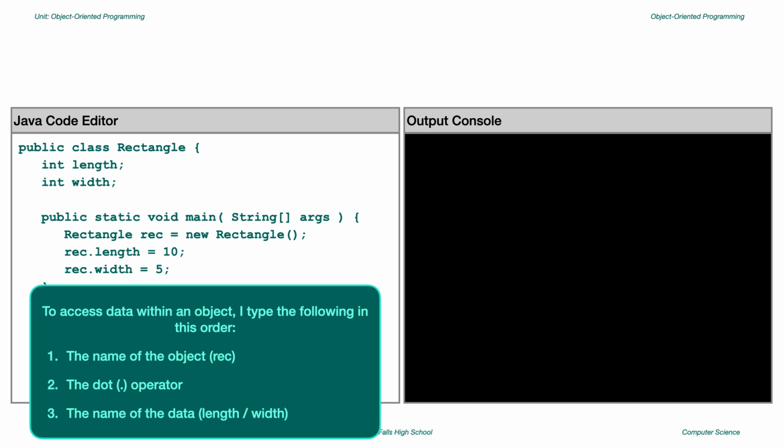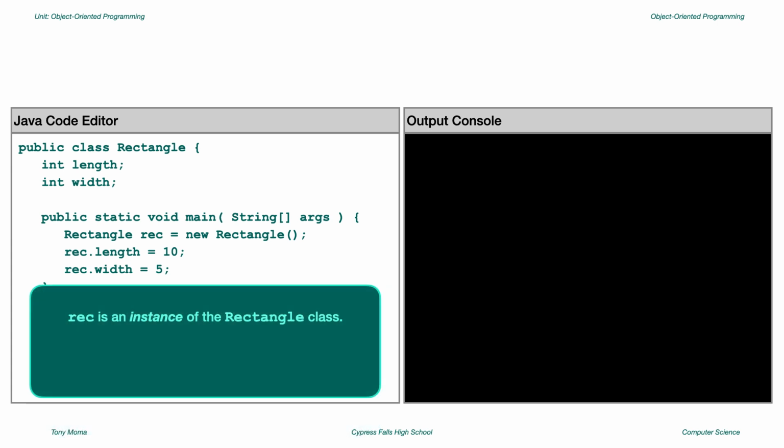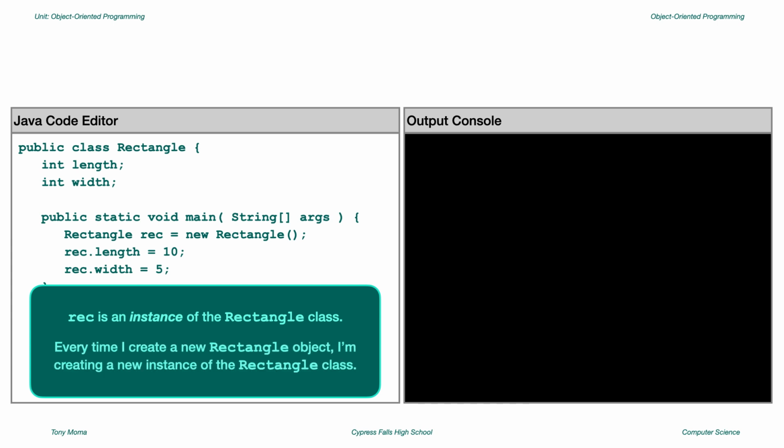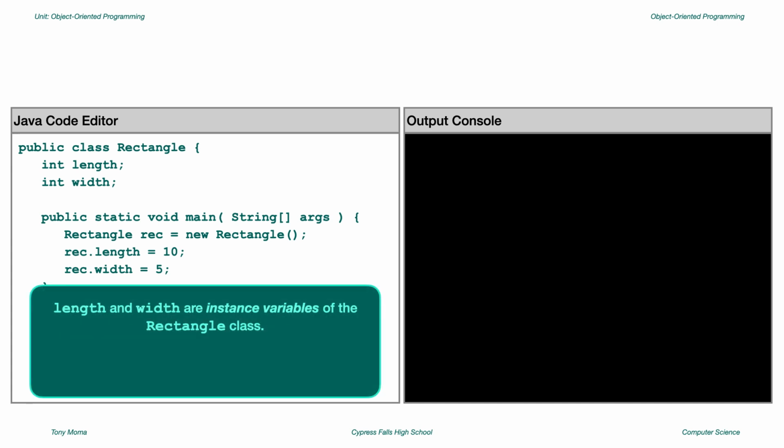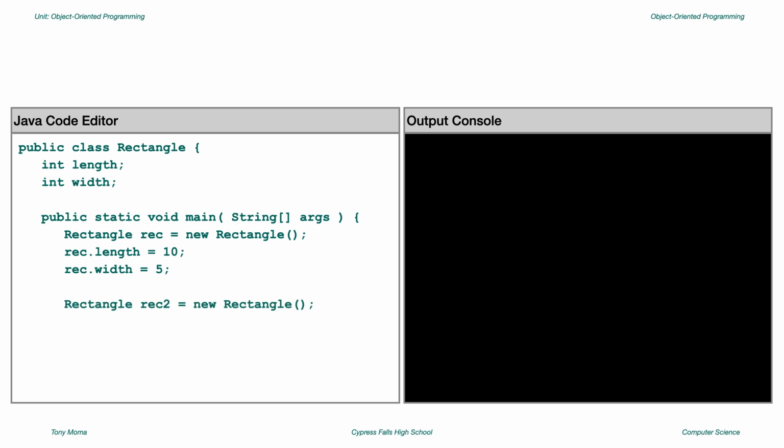I'll also take this opportunity to introduce a couple important vocabulary words. First of all, rec is an instance of the rectangle class. Every time I create a new rectangle object, I'm creating a new instance of the rectangle class. Length and width are instance variables of the rectangle class. Each instance of the rectangle class will have its own length and width. For example, if I were to continue writing code and create a new rectangle object called rec2, rec2 would be a new instance of the rectangle class, and it would have its own instance variables. It would have its own length and its own width.